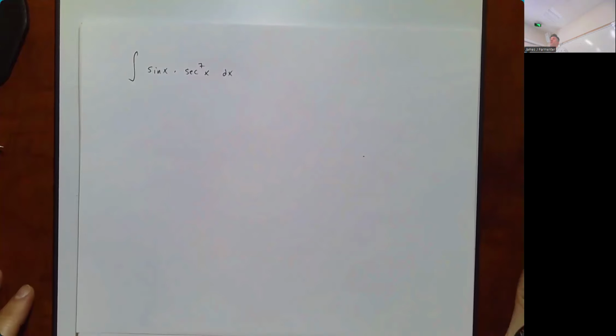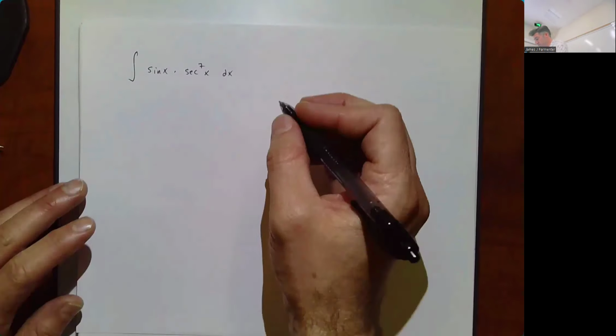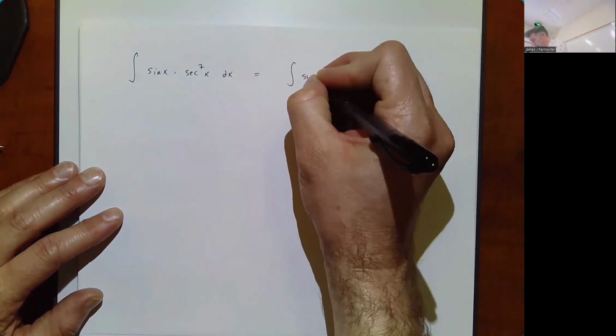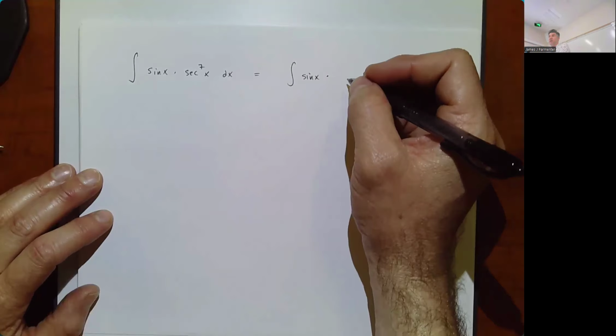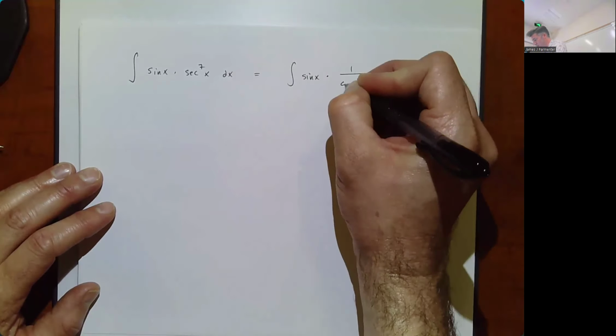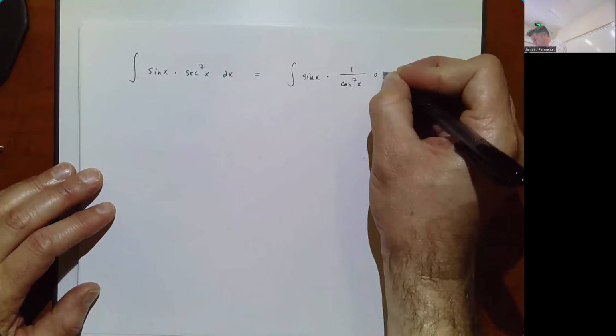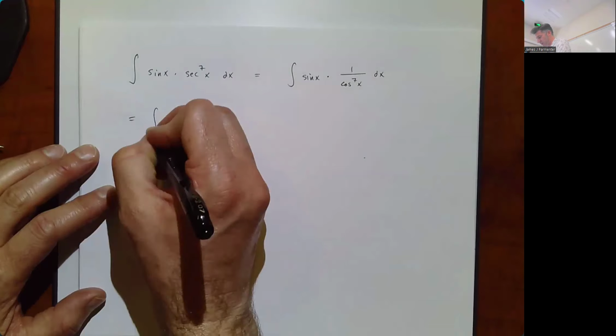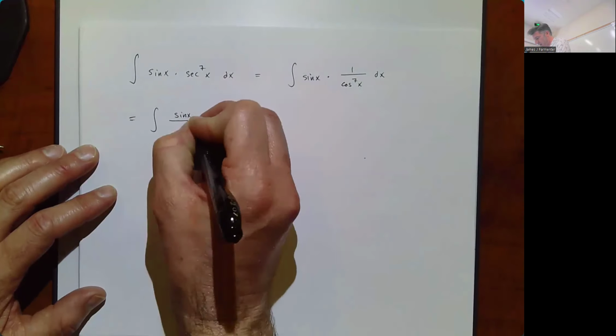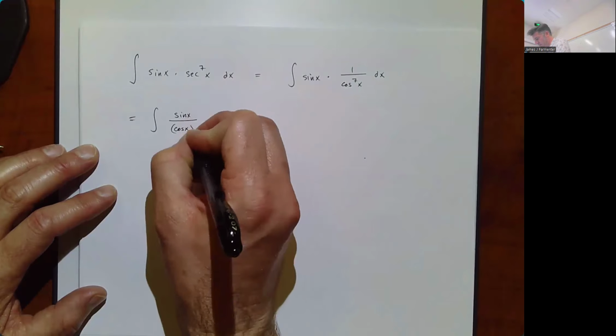So here's my usual words of wisdom when it comes to trigonometry. If it doesn't look like something you know, it's often a good idea to write it in terms of sine and cosine. So I'm going to rewrite this as sine of x times secant of x, which is 1 over cosine of x. I'll write this as 1 over cosine to the 7th of x dx. Or you might write this as sine of x divided by cosine of x to the 7th power.